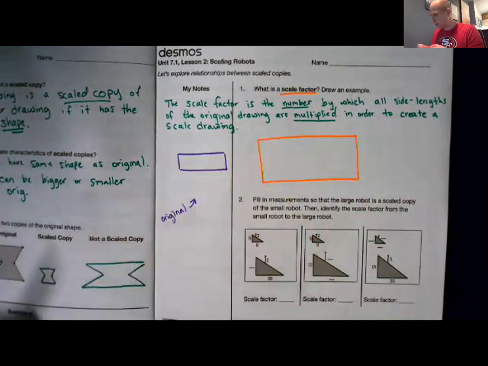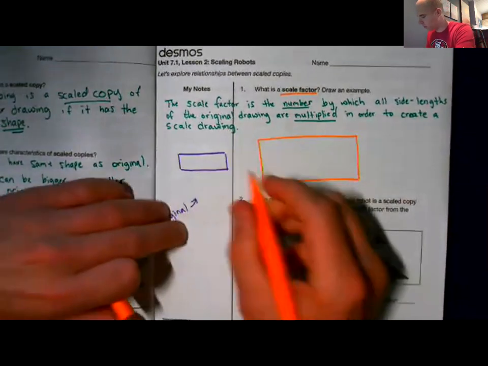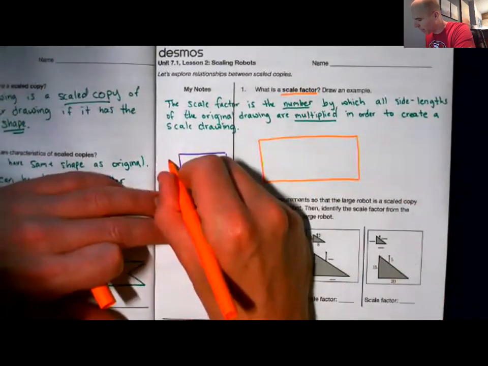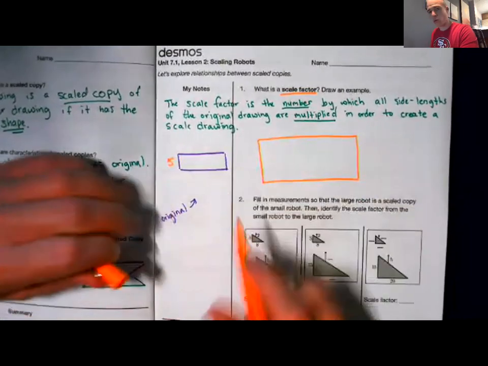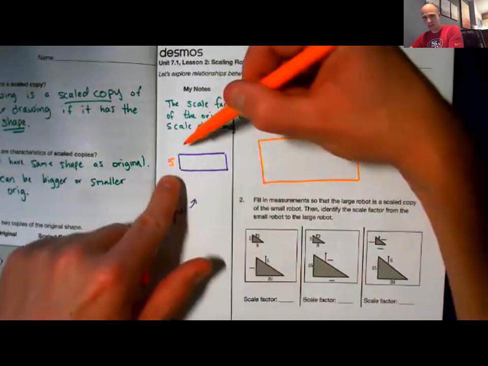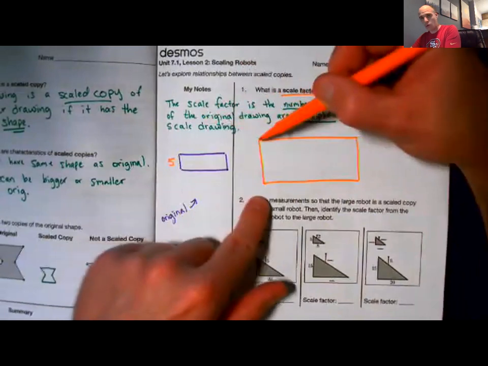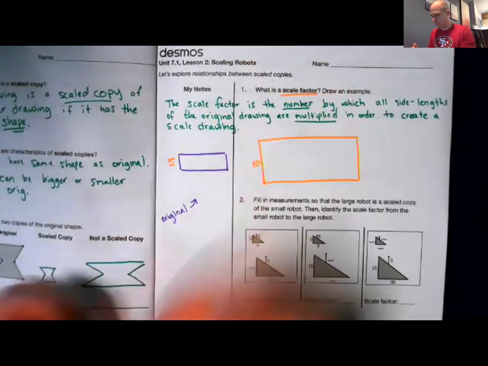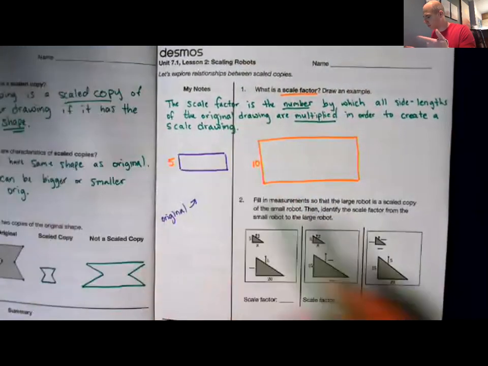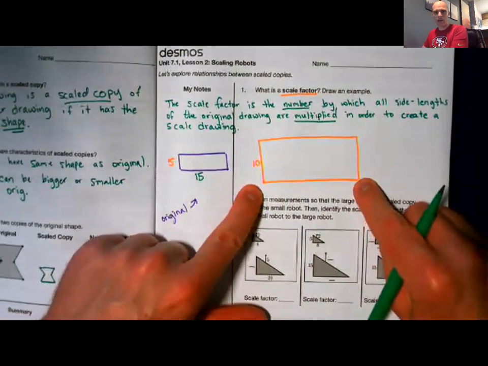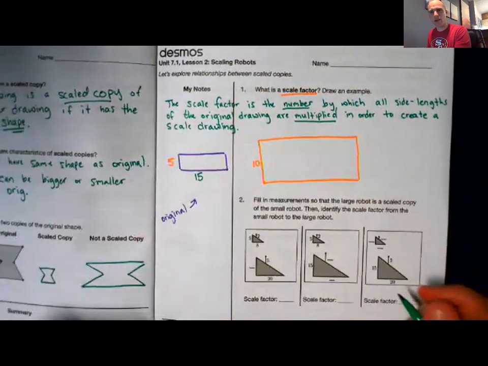So let's label the sides different colors. We'll label this side here with orange, and maybe we'll call this a 5. And the corresponding side, that means the side in the other drawing that is the same side, is this one. We call those corresponding sides. We'll call this a 10 over here, right? And then this one here on the bottom, maybe we call it a 15. And its corresponding side, the one down here on the bottom of the other shape, well, if this one's supposed to be double, then I guess this would have to be 30, right?